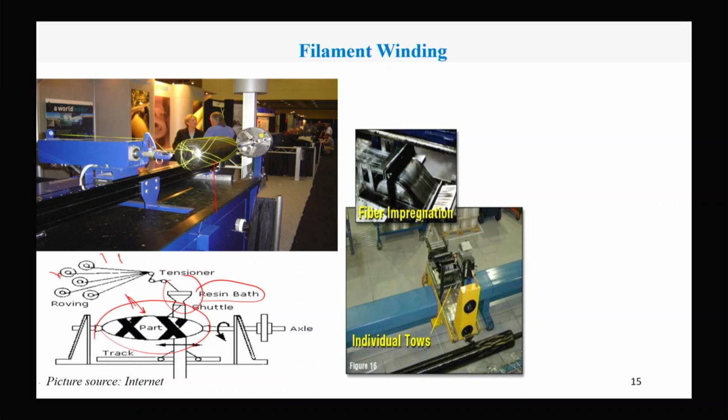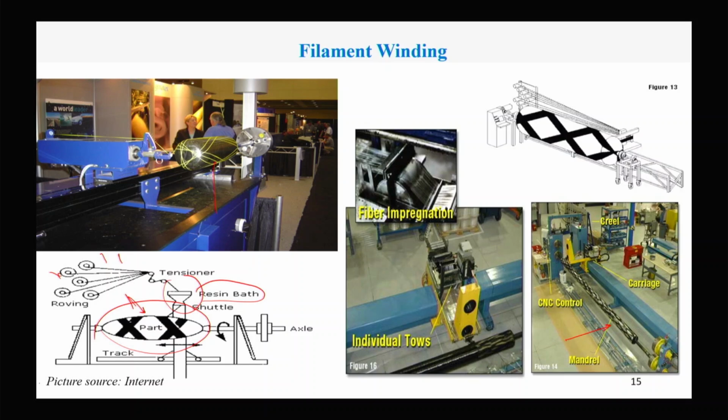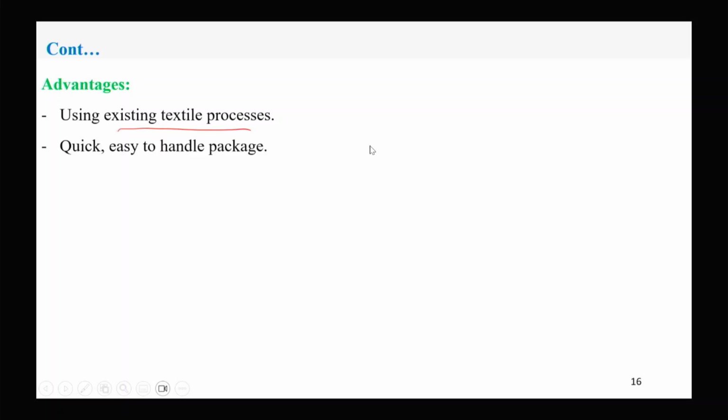Individual tows are there. Fiber impregnation is taking place, and then winding is taking place here. This is the traverse arrangement, and you can see winding is going on. After that, the curing will be there. Okay, this is the system. Now, the main advantage is that we can use the existing textile process where winding can be done quick, with an easy to handle package. Okay, it's quick.